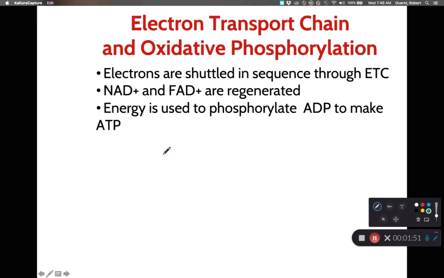While those electrons are being dumped into the electron transport chain, the NAD and the FAD, or NADH and FADH2s, are regenerated.